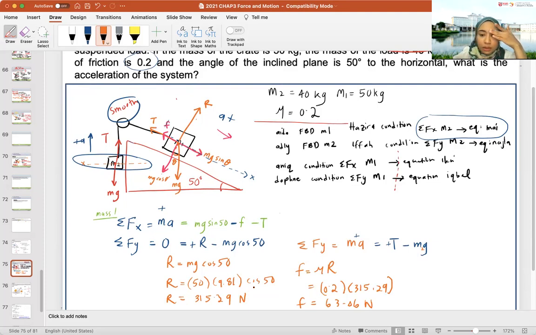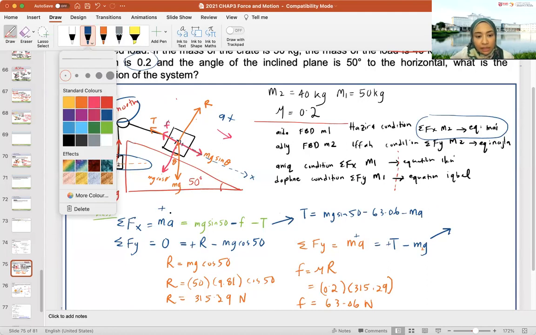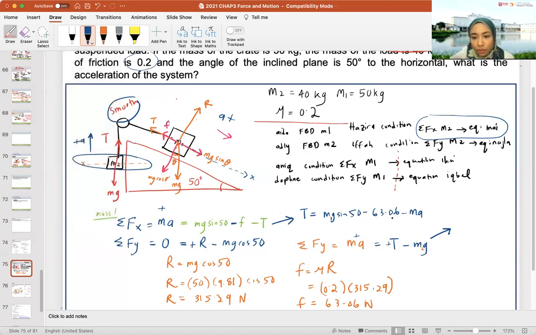What else can we do? Find the tension. Okay, someone said find the tension. So we solve this equation with respect to tension and solve this equation with respect to tension. Let's do that. T is our subject, so I'm bringing T to the other side. I have mg sine 50 minus friction 63.06, minus MA, bringing this over here. MA we don't know yet. And this is specifically for mass 1.